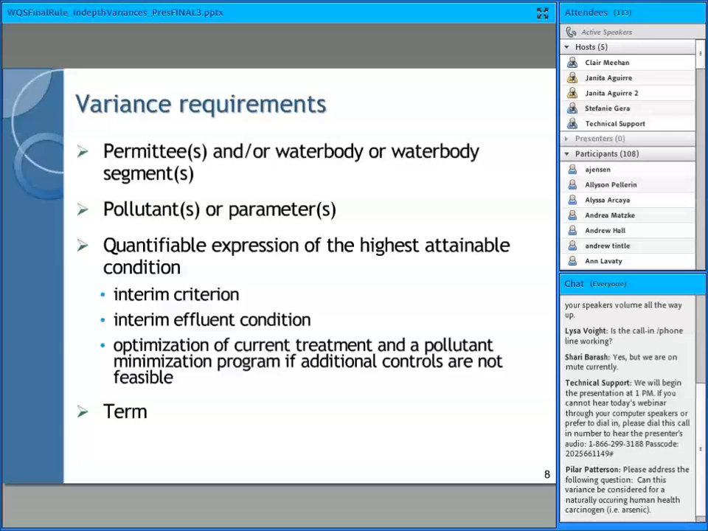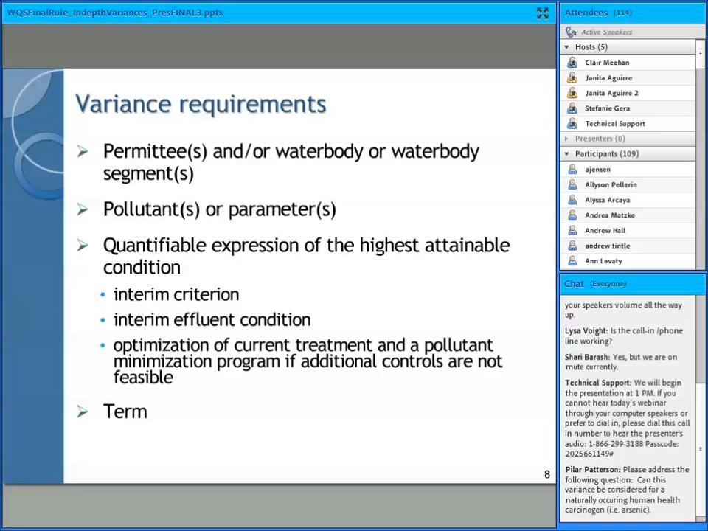For example, a state or tribe could express the highest attainable condition associated with combined sewer overflows as a maximum number of overflows, a percentage of time attaining the underlying designated use, or a hydrologic measurement such as flow or rainfall amounts, beyond which suspends a water quality standard. A quantifiable expression of the highest attainable condition is an important feature of a variance because it provides clear expectations of water quality progress, helps the permitting authority develop permit limits and requirements, and allows states, tribes, and the public to track progress toward the goal of attaining the underlying designated use.